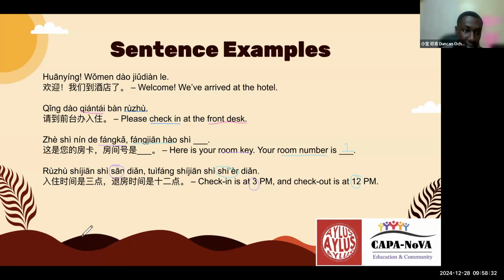That would be 入住时间是3点，退房时间是12点。Very good. Very good. 很棒。Good job. Okay. All right. So, any questions on this slide?